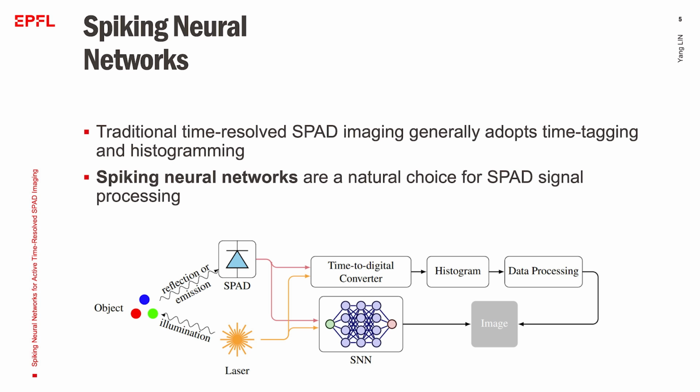Therefore, we consider implementing neural networks near or even in the sensor to realize high energy efficiency, low latency, smart, and real-time imaging. And spiking neural networks are a natural choice here, considering that the output of the SPAD is spikes, while the input of a spiking neural network is spikes as well. With a spiking neural network in the sensor, we can eliminate histogramming and even time-to-digital converters.